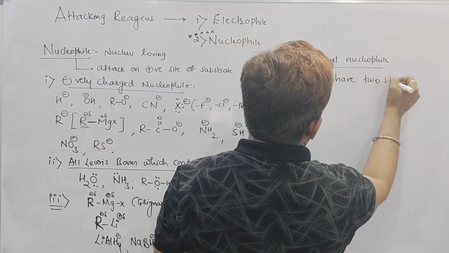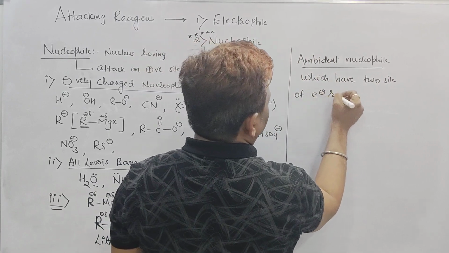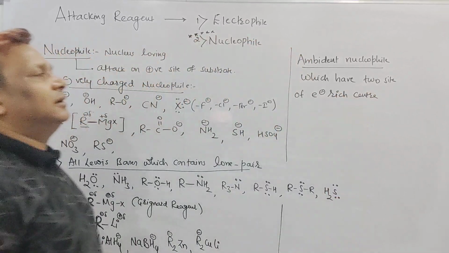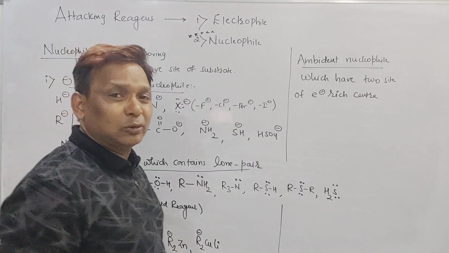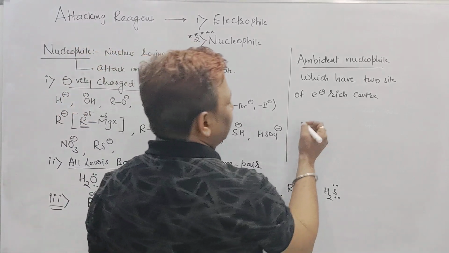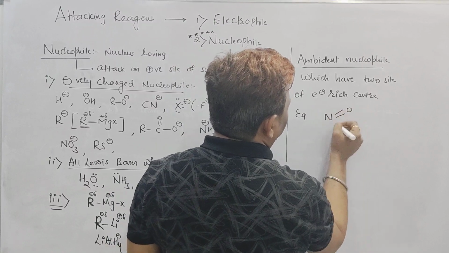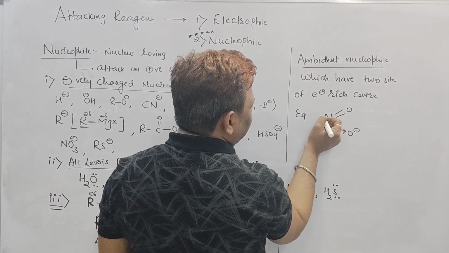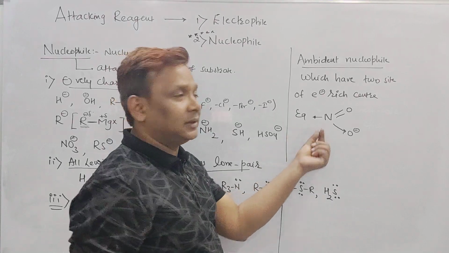It has two sides of electron rich center, or one in which it has a tendency to donate a lone pair from both the sides. I'll show you one example, a very good example. NO2 negative: N double bond O, dative bond O, O negative. Here it is making a bond with the nitrogen, meaning donating the lone pair from the nitrogen.